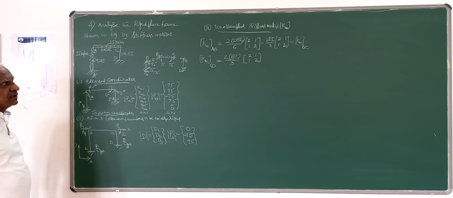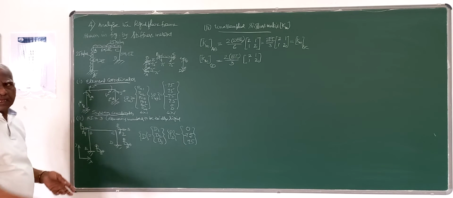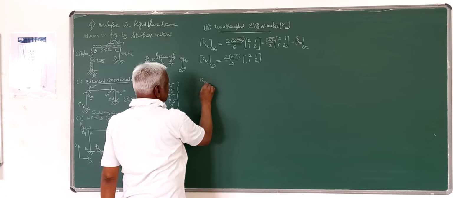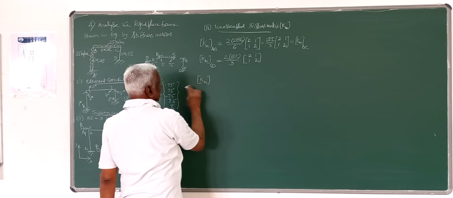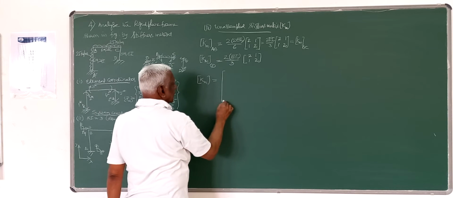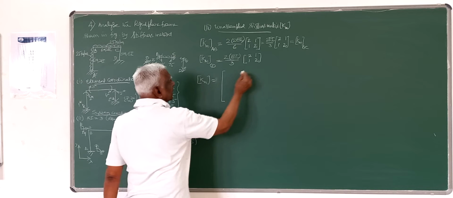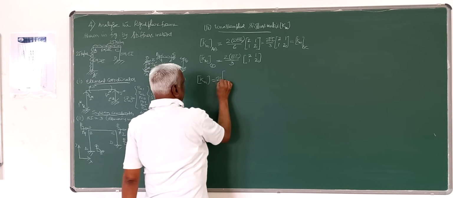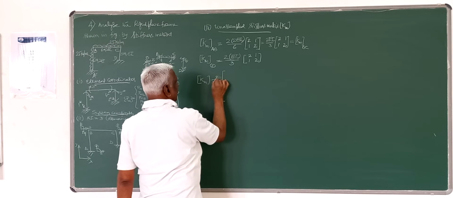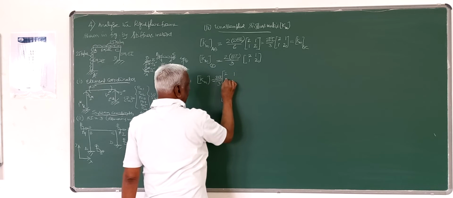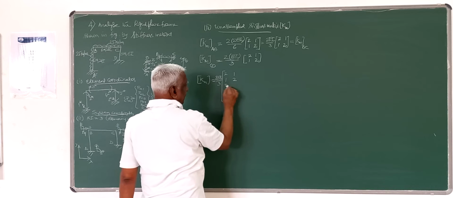All these members' stiffness matrices you arrange diagonally, and you will get the unassembled stiffness matrix of the structure. Km is equal to this, here 2EI by 3, 2EI by 3. So I can take that 2EI by 3 outside. 2EI by 3, I will get 2, 1, 1, 2 for member AB.